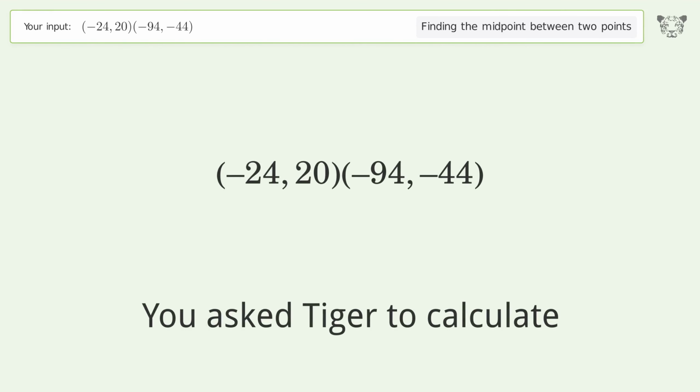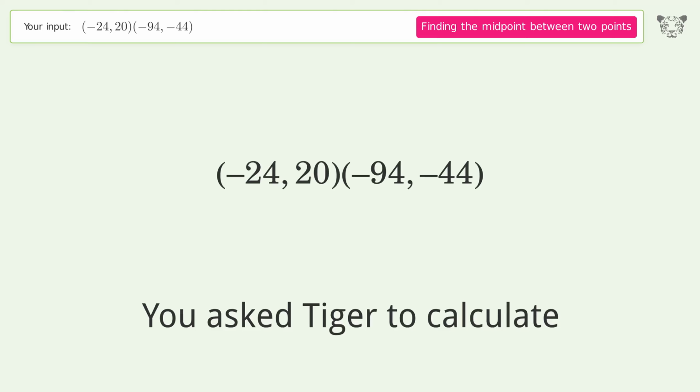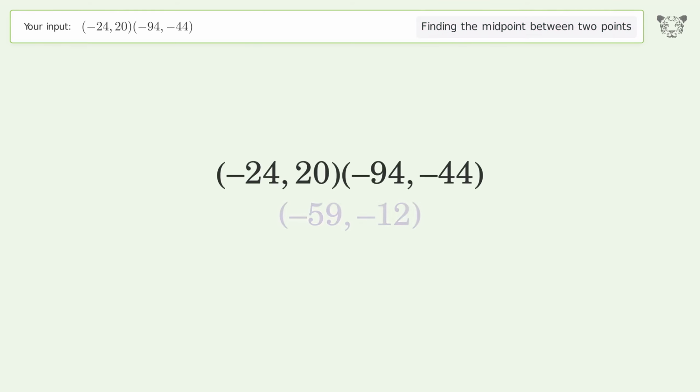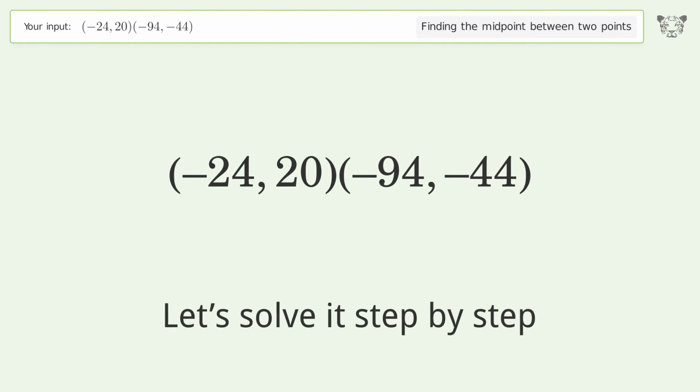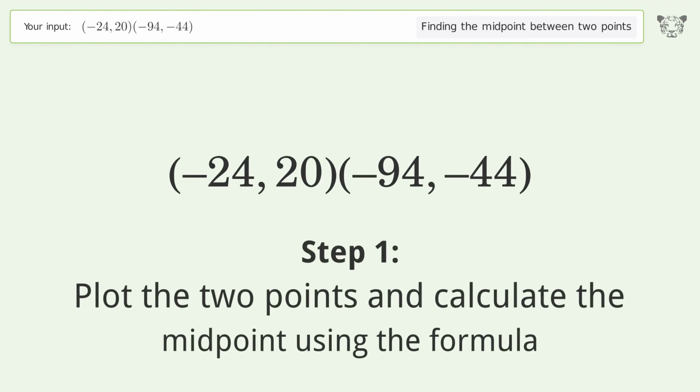You ask Tiger to calculate. This deals with finding the midpoint between 2 points. The midpoint between the 2 points is -59, -12. Let's solve it step by step. Plot the 2 points and calculate the midpoint using the formula.